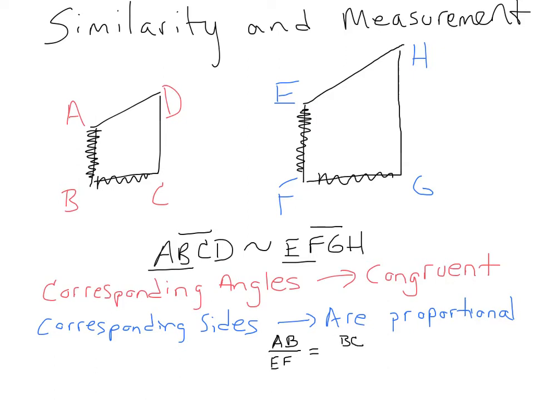BC, notice I'm pulling from the first figure on top and matching it to the second figure on the bottom. And this is also equivalent because it should maintain the same ratio there. Another pair of corresponding sides, we can match up CD to GH if we wanted to. Sweet. With this knowledge, this will help us find missing side lengths to figures if we know that they are proportional. Let's do an example.